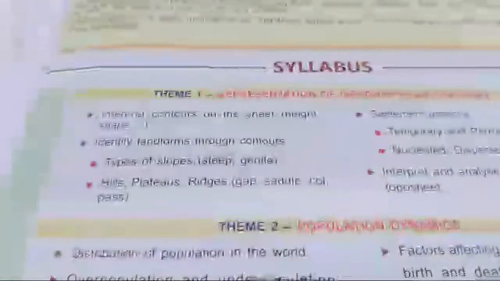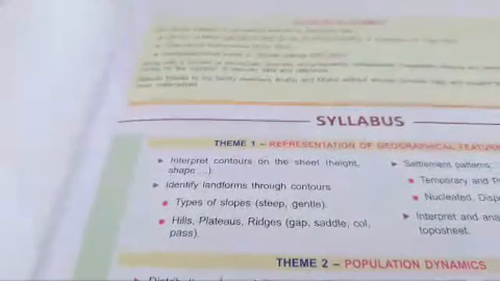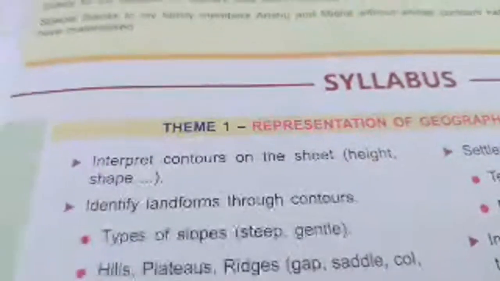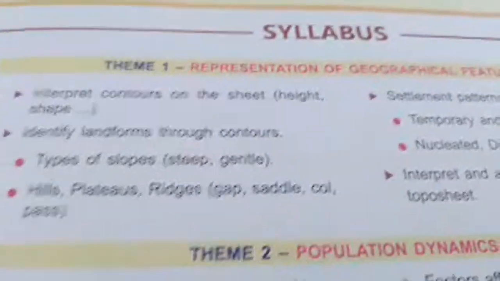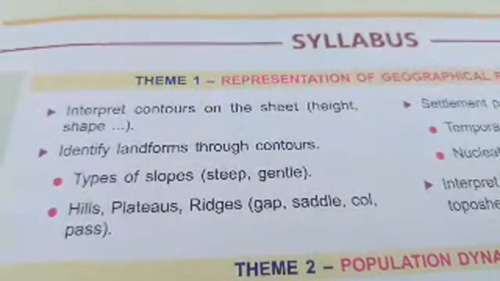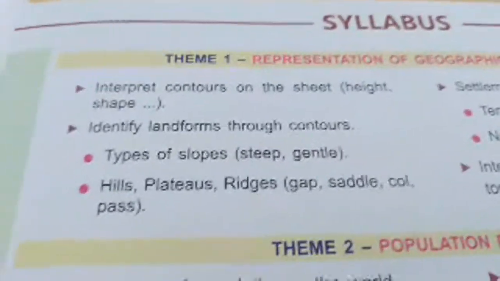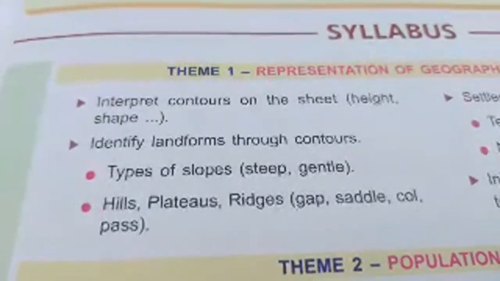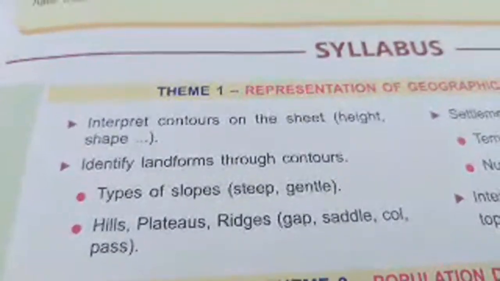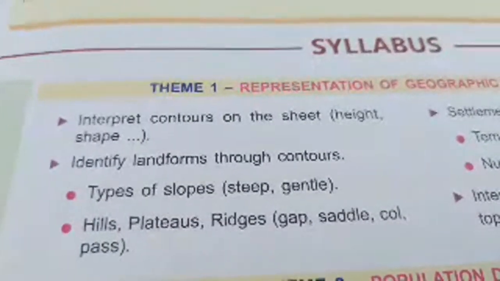So look here, all of you, this is a syllabus, and in this syllabus, if you see here, there are 7 topics. The first topic is the representation of geographical features, and in this you are going to study about the interpretation of the contours on the sheet. It's given here in the book as interpret contours on the sheet, that is height and shape.